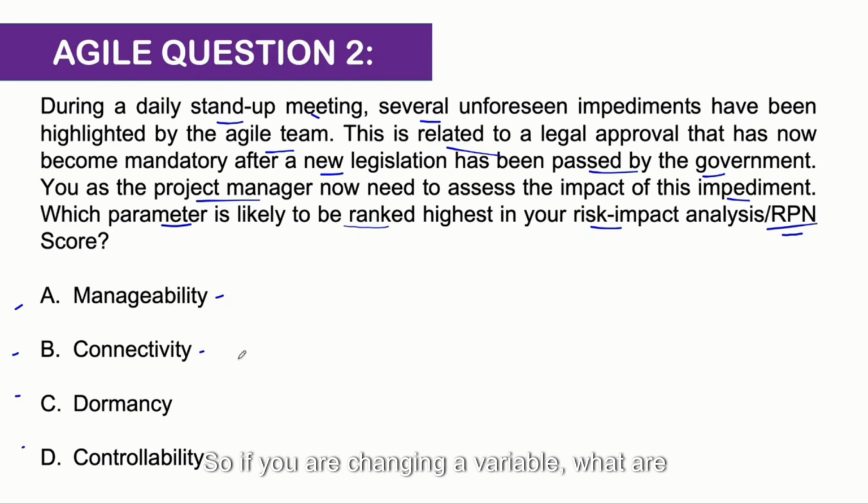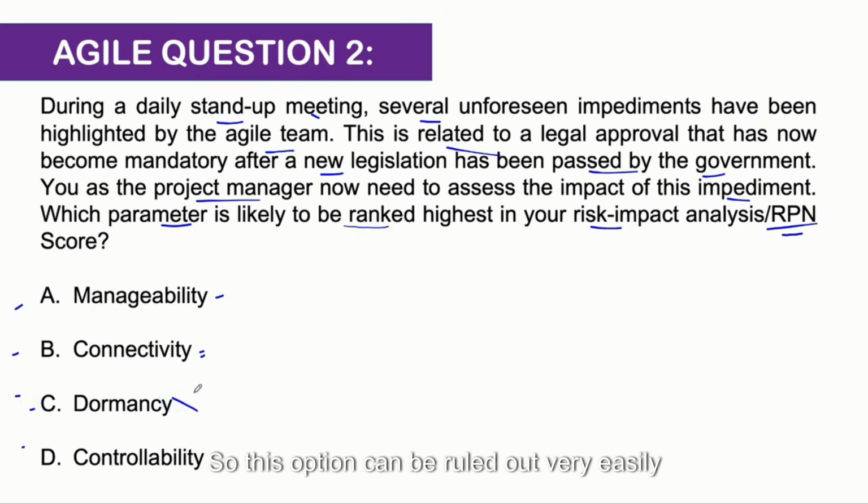So if you are changing a variable, what other variables of your project is it impacting? So that's connectivity, guys. It's a very important option and a very close option as well, because whenever a risk occurs, it not only affects that vertical of the project, but it also affects multiple other verticals of the project as well. So we'll hold connectivity as well.